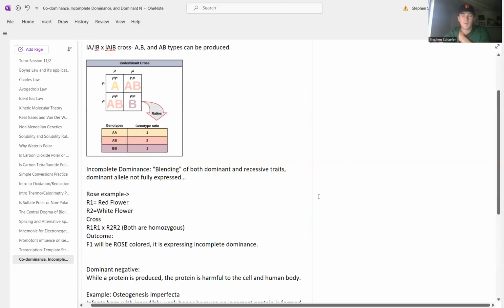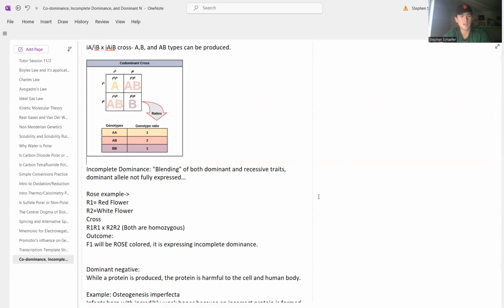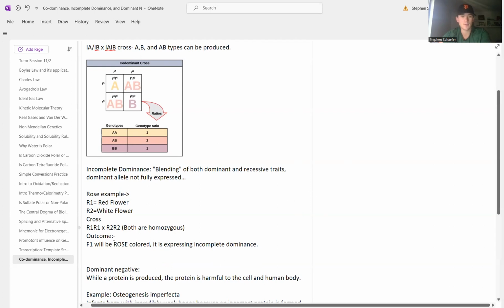So think of blending when we're talking about incomplete dominance. We're blending our dominant and recessive trait, and we're not fully expressing our dominant allele. So our dominant allele is not fully expressed. A classic example is crossing a red flower and a white flower. This is going to produce rose colored flowers.